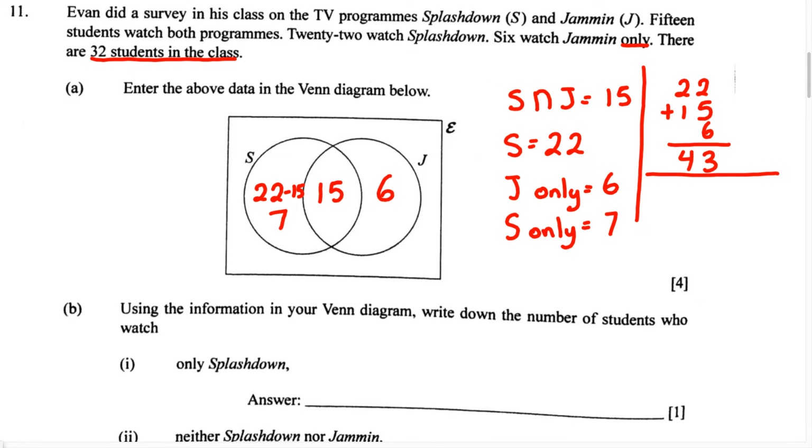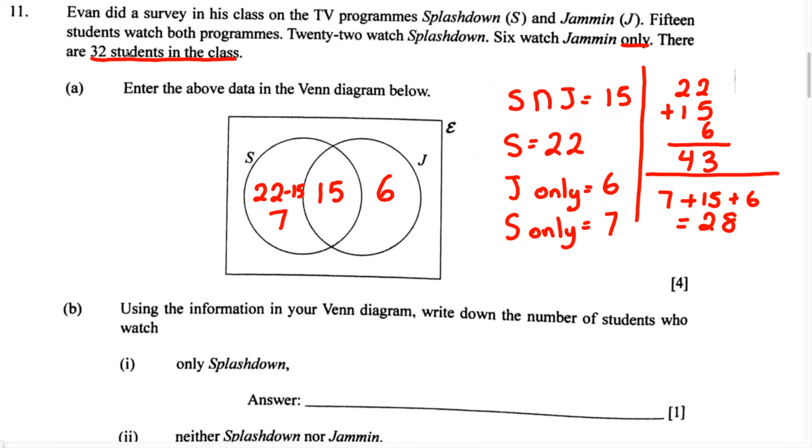Now let's add this to see what we get. We have 7 plus 15 plus 6. When we put this in our calculator, we're going to get 28 students. Therefore, if there are 28 students that watch Splashdown and Jammin', and there are 32 students in the class, it means some students just don't like Splashdown and Jammin'.